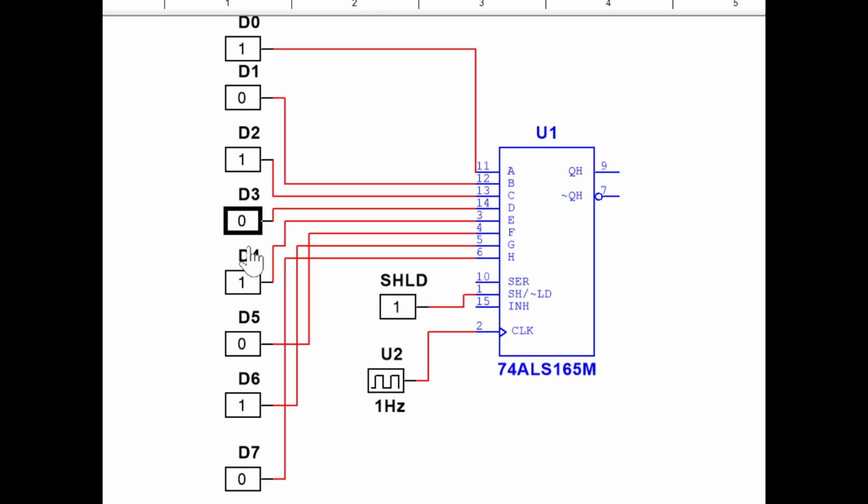Let's make it 1 0 1 0 1 0 1 0. Now I'm going to run the simulation. My clock frequency is 1 Hz. That means every 1 second your output will change, 1 to 0, 0 to 1, 1 to 0 and so on. Now let's run the simulation.